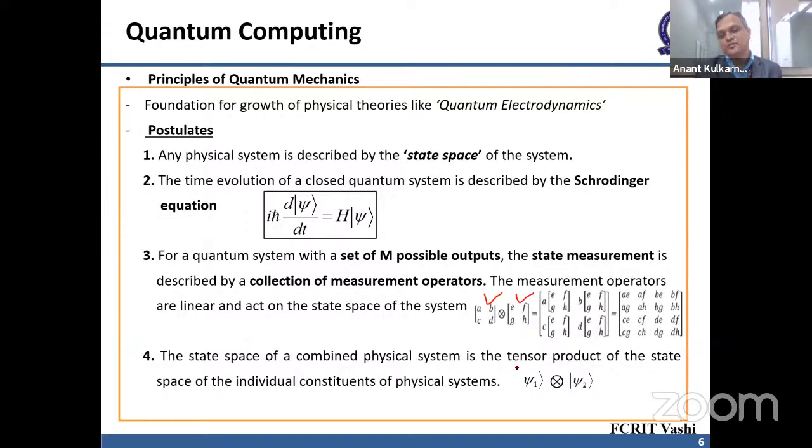A, B, C, D, the first matrix, is tensor product with E, F, G, H. In a normal matrix multiplication, we simply multiply A into E, then A into G. But in case of tensor products, we don't do this. We multiply the first parameter of the first matrix with the entire second matrix, and we follow the same thing for the remaining parameters of the first matrix multiplied with the second matrix. So that will expand the size of the matrix from 2 by 2 to 4 by 4. So this is the basic difference between a tensor product and a matrix multiplication.